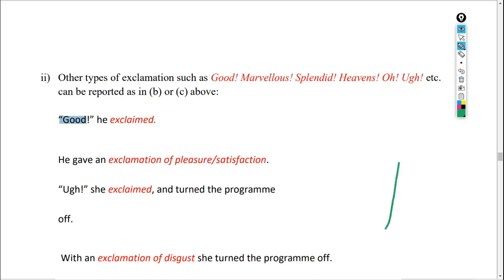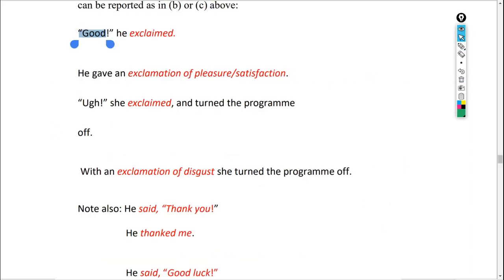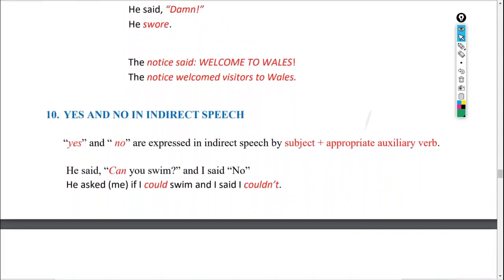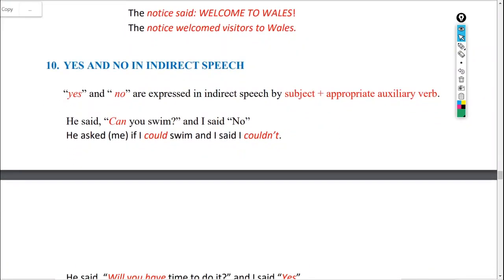Then let us see one or two rules pertaining to it, and then our discussion will be over. Here we go. Yes and no in indirect speech. Yes and no are expressed in indirect speech by the subject plus an appropriate auxiliary verb. He said, "Can you swim?" And I said, "No." Then you see the answer: he asked if I could swim.